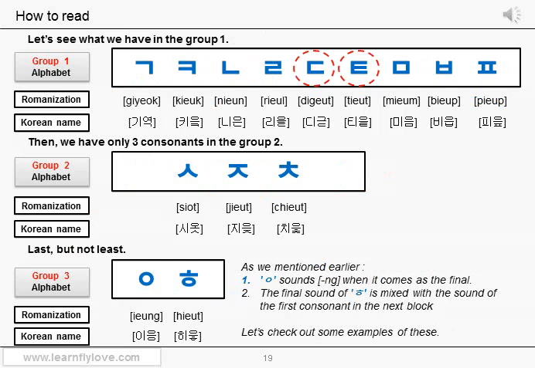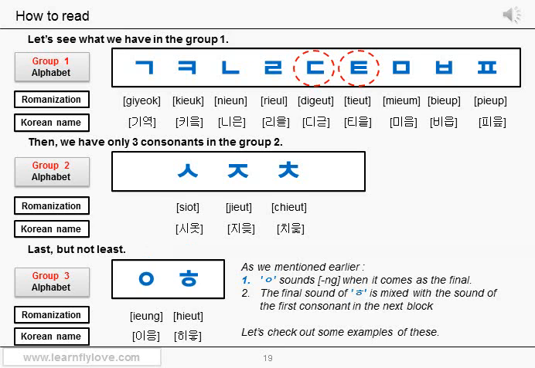Okay, then let's see what we have in groups 1, 2, and 3 again. Most of the consonants belong to group 1 according to our theory, which means you don't have to memorize the final sound of most of the consonants. And there are only 3 consonants in group 2. Then let's learn about the consonants in group 3. In group 3, there are only 2 consonants.